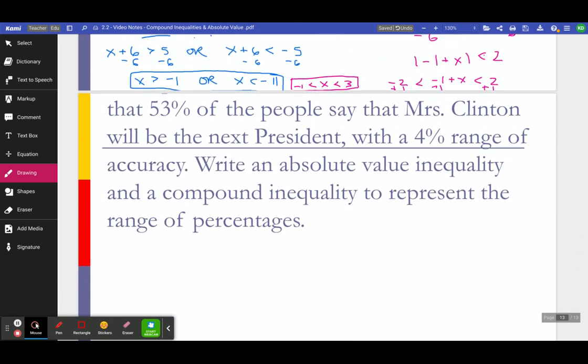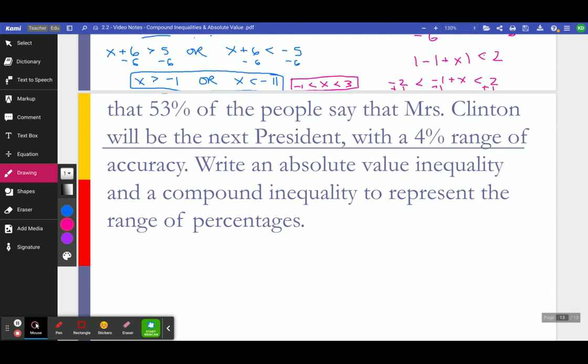Okay. So our last one here is a word problem that looks like it got cut off. But it says that 53% of people say that Mrs. Clinton will be the next president with a 4% range of accuracy. Write an absolute value inequality and a compound inequality to represent the range of percentages.